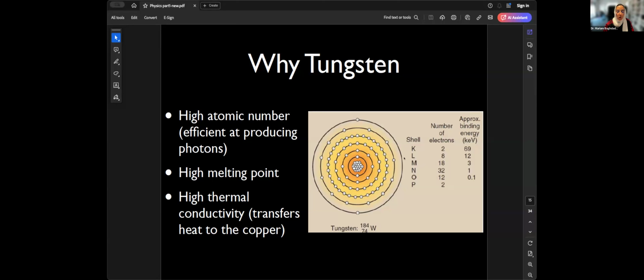Look at all of these electrons. You can see the number of electrons here is quite big. And you can see that these are the binding energies, and you'll see why this is going to be really important in a second. The binding energy is going to give us the electromagnetic wave that we need. So anyway, again, why tungsten? This is a question that can be asked in examinations, in board exams. Why do we use tungsten in X-ray tubes in dentistry? These are the reasons: high atomic number, high melting point, and a very high thermal conductivity, because it transfers heat to the copper stem. Okay.